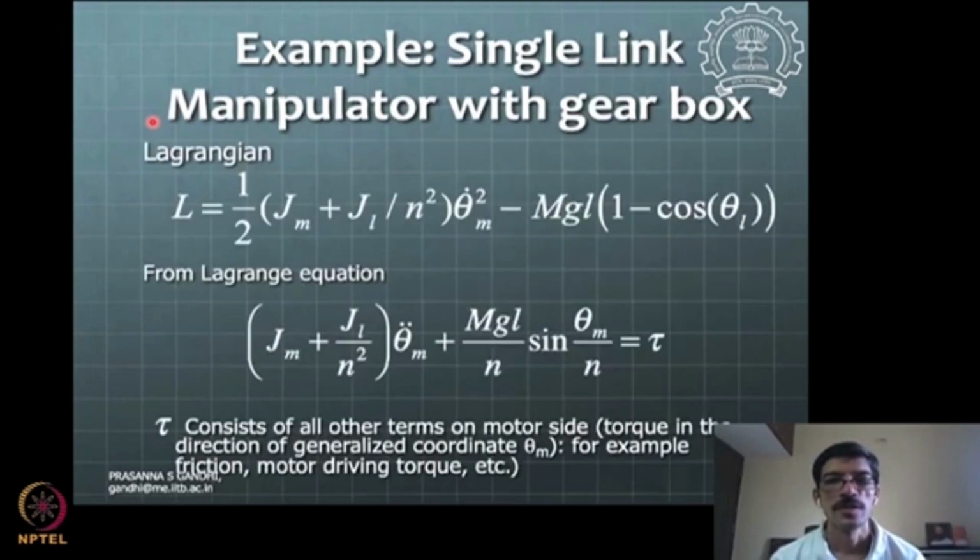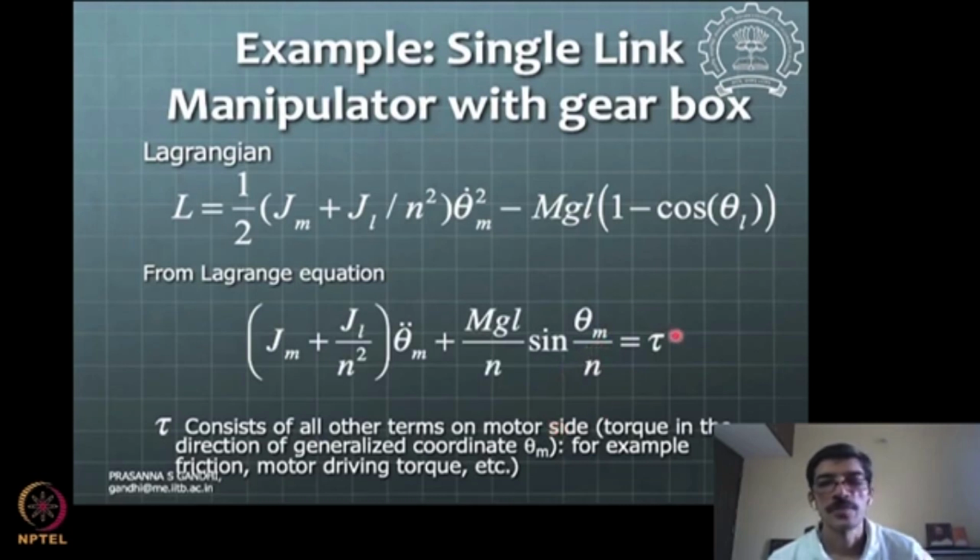So with that you'll get this Lagrangian formulation, with theta L replaced by theta m upon n, and you get this kind of equation of motion. Here tau is the torque applied in the direction of the generalized coordinate theta m. So this is directly the motor torque here, or there are other torques that might be coming in.